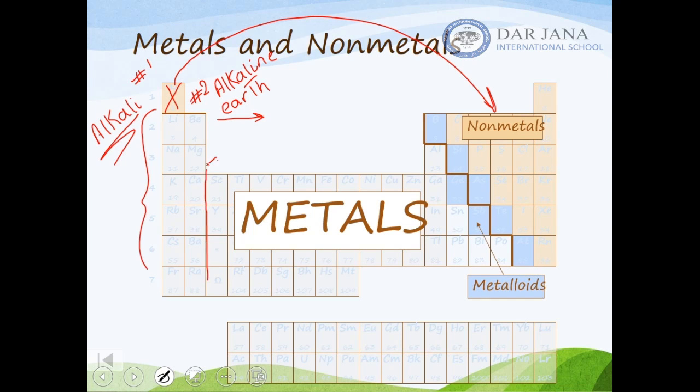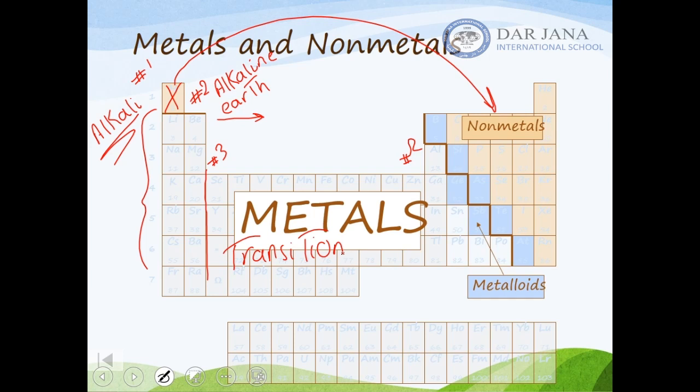So between group number 3 and 12, so from group number 3 up to group number 12, these metals are called transition metals. Okay, so they are less reactive than both alkaline earth and alkali.